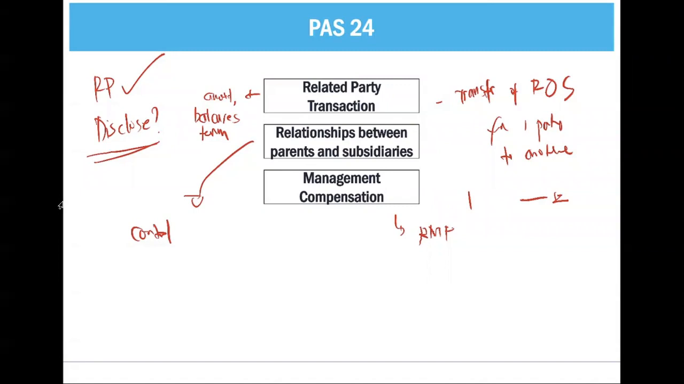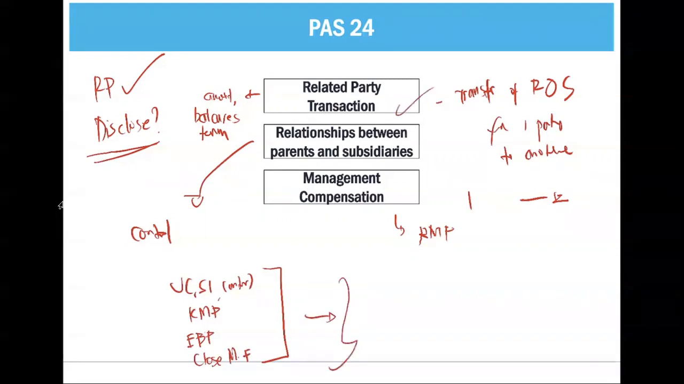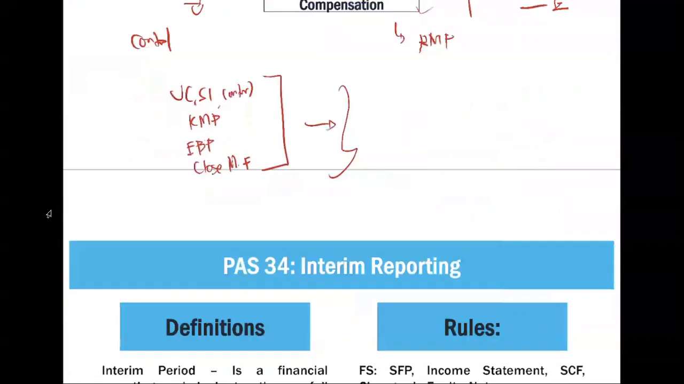So once you determine who are your related parties, which we already know: joint control, significant influence, control, key management personnel, employee benefit plan, and then we have also your close members of the family. Once you know this, if there is a related party transaction, you disclose. You disclose also the relationship between parents and subsidiary and the compensation of your key management personnel. So that's it for PAS 24.